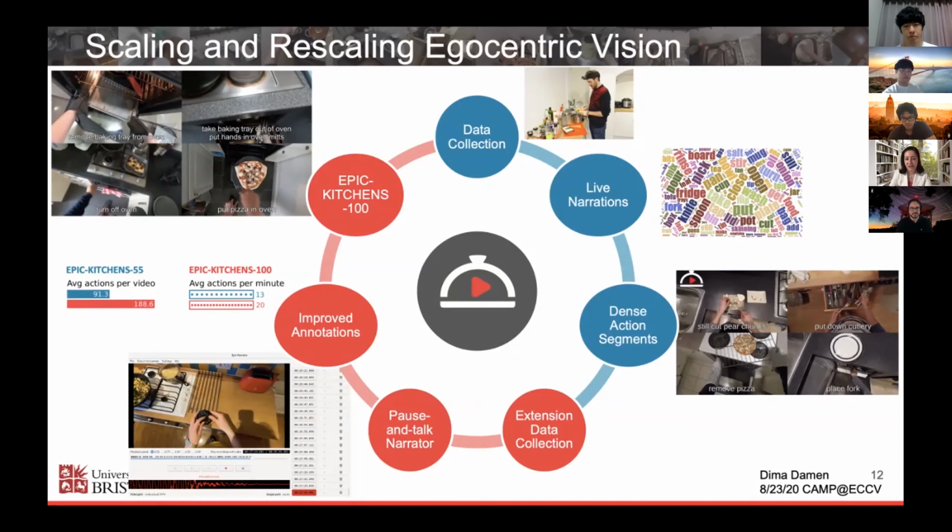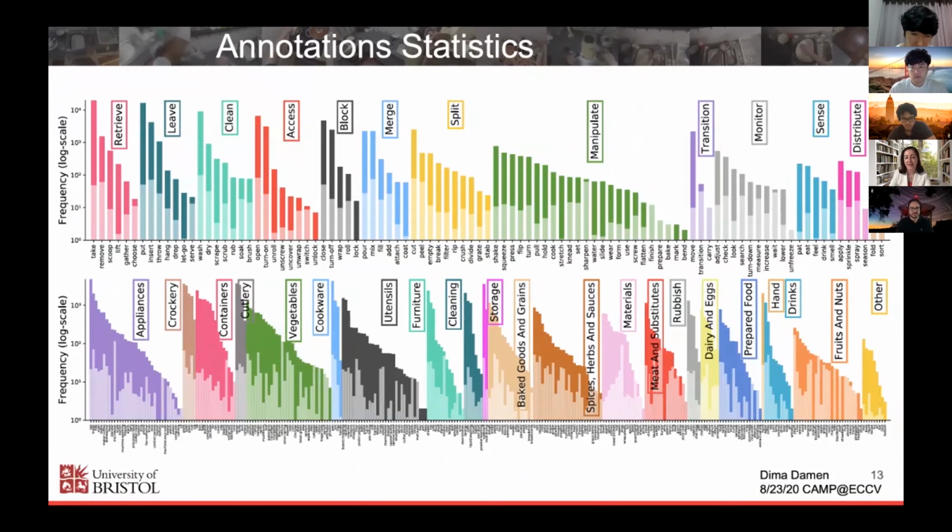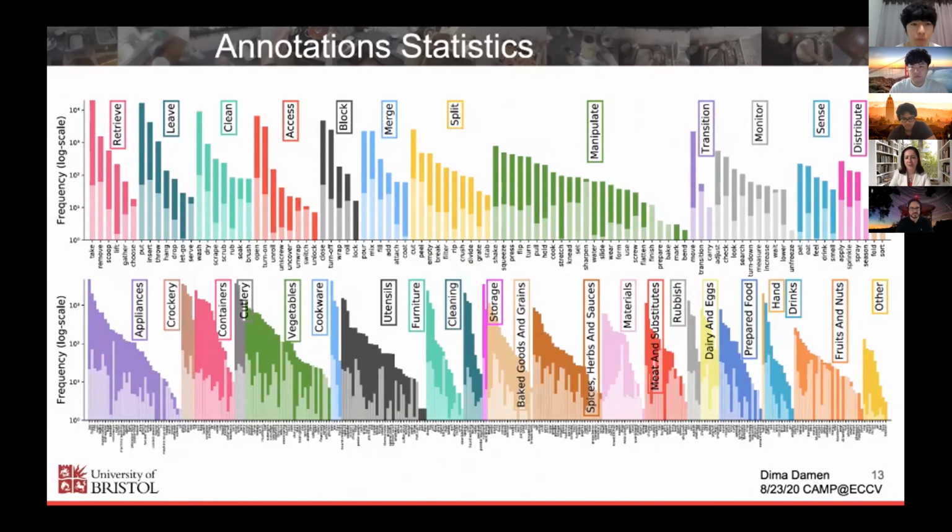The data is naturally collected, so it's very long-tailed. The y-axis is log-scaled. And what you see here is what we call the verb classes and the noun classes. These are not the free-form language. These are grouped into minimally overlapping classes. And the shaded area and the solid colors represent the footage that come from the original Epic Kitchens and the extension. We've also introduced these superclasses that allow you to group things like retrieve and leave, etc. So actions beyond the individual classes.